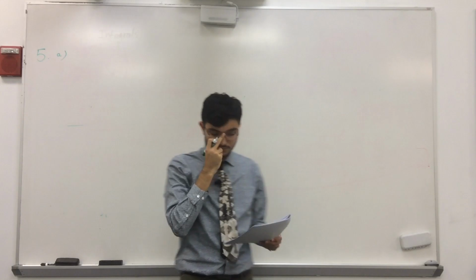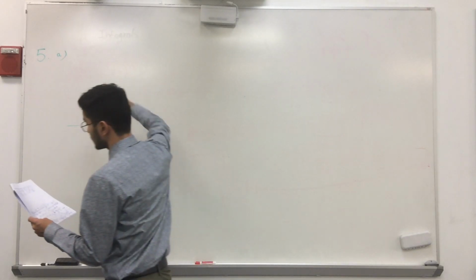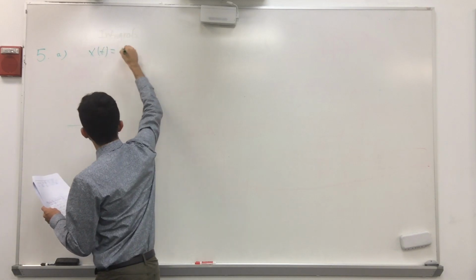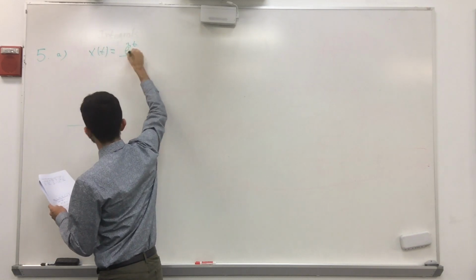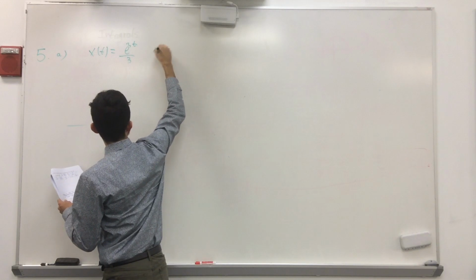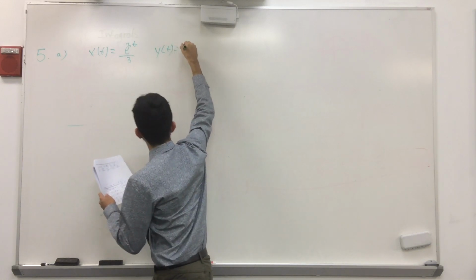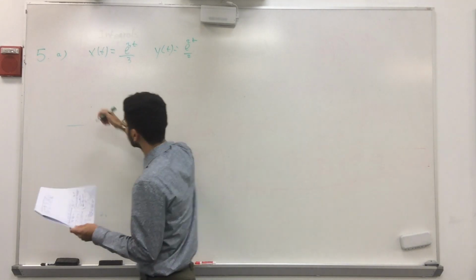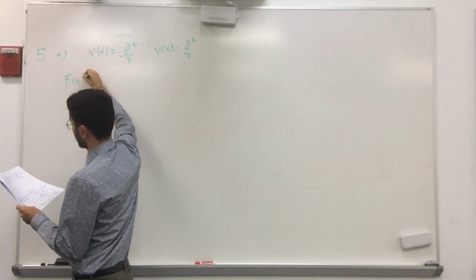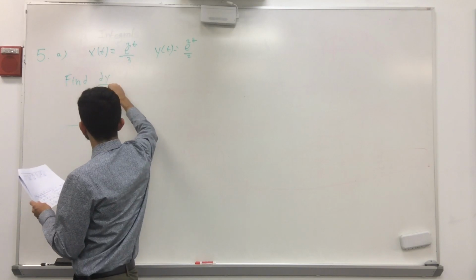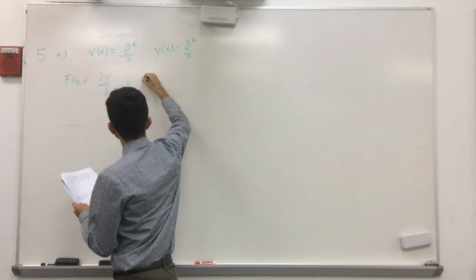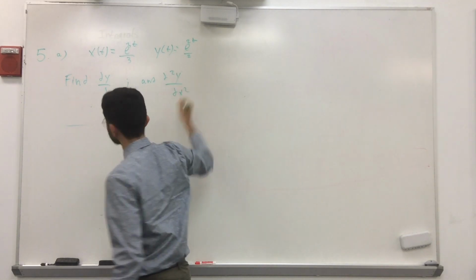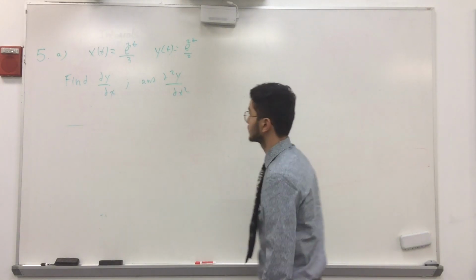Okay, so for question 5a, we're going to consider the parametric curve given by x of t is equal to e to the 3t divided by 3, and then y of t is going to be e to the 2t over 2. Okay, so we're going to find dy/dx, and d squared y over dx squared, which is the second derivative of the function y.